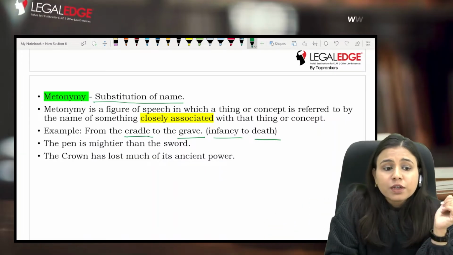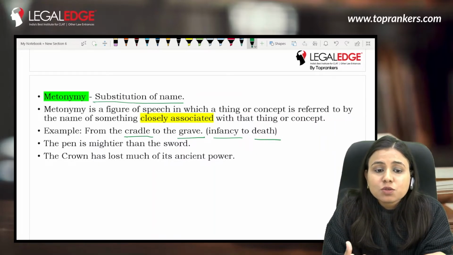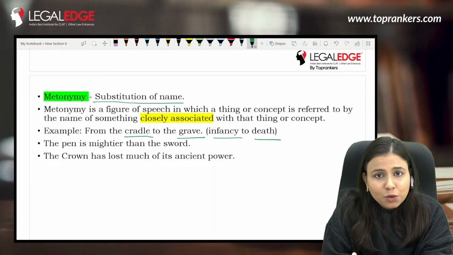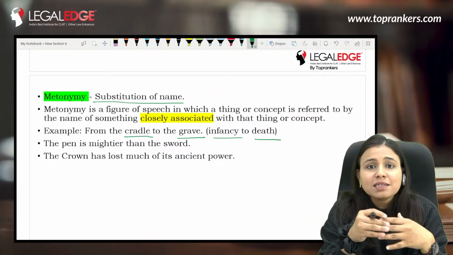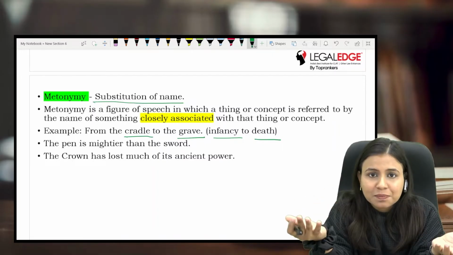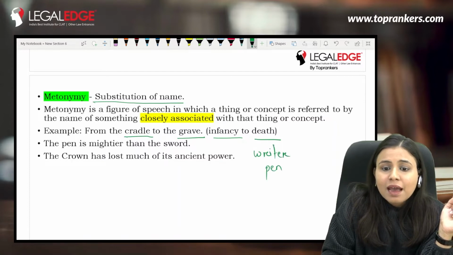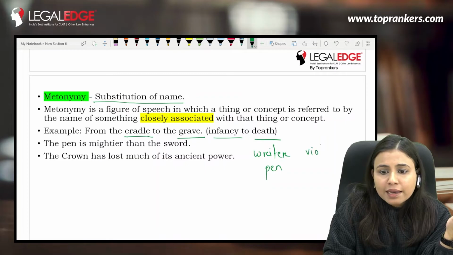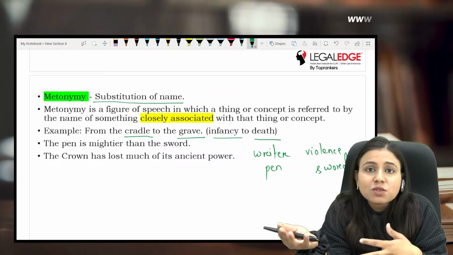Okay. For second example over here, the pen is mightier than the sword. Now we know it is not exactly the pen which is mightier than the sword, but a writer who is mightier than the people who use violence. So here, writer is being substituted with pen, and people who use violence is being substituted with sword. So the pen is mightier than the sword.